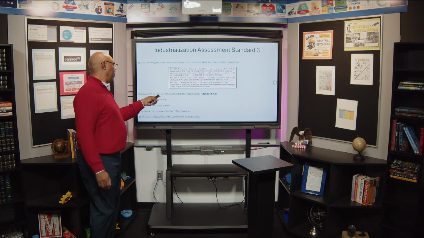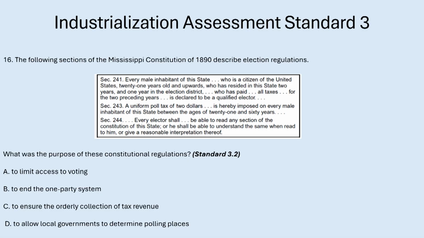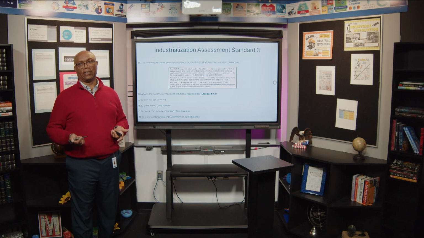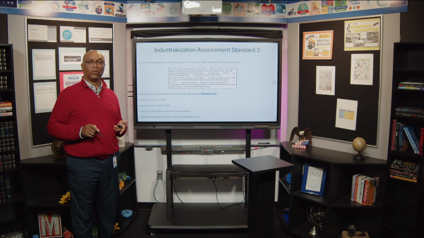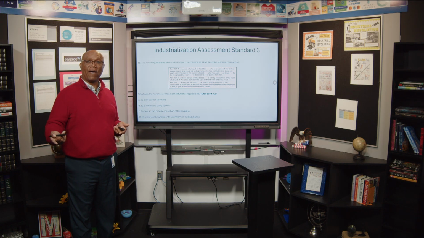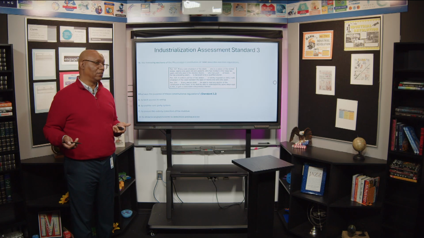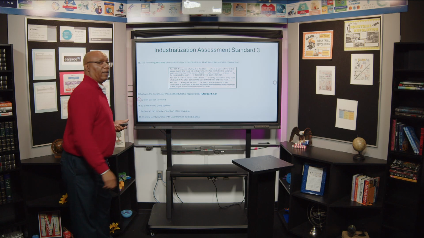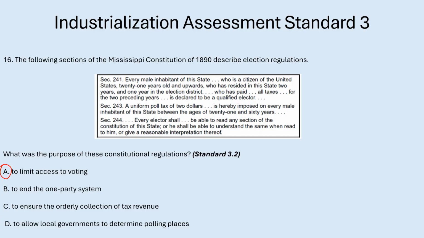To limit access to voting, to end the one-party system, to ensure the orderly collection of tax revenues, to allow local governments to determine polling places. Well, all three of those things, once again from the fact list, would limit African Americans from voting in the state of Mississippi. And the best answer was A, limit access to voting.